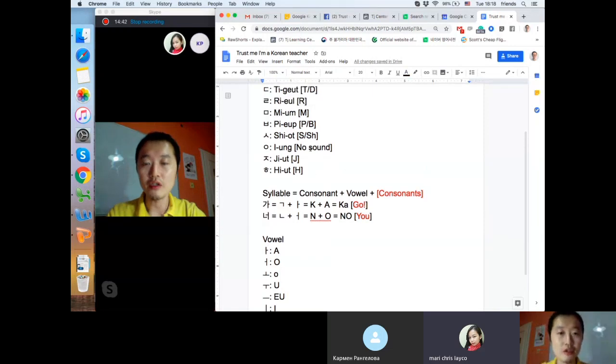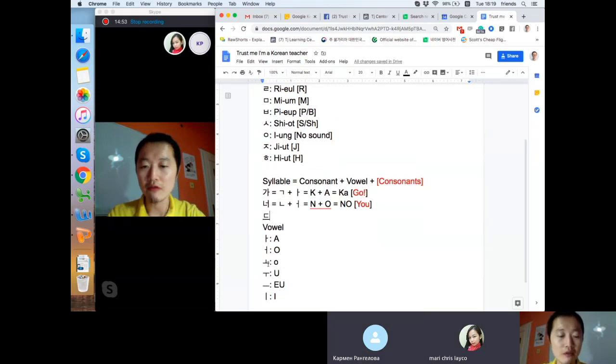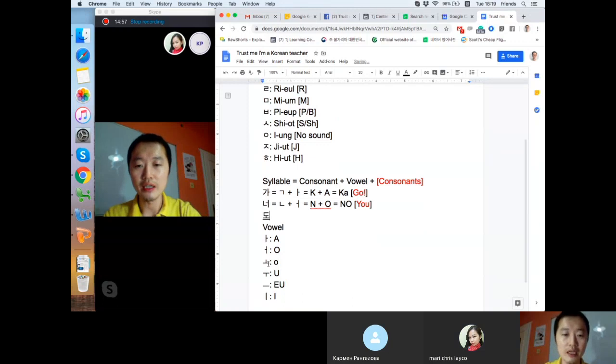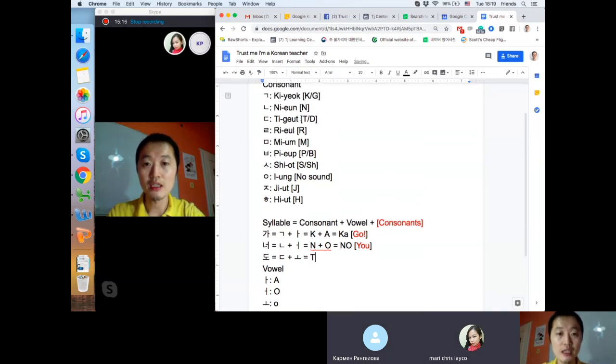Okay. And let me choose the third one. The third one is dig. That's the consonant. And after that, choose the third vowel. That is O, small O. So good plus O. And the sound is T. That's the third one. The sound is T or T and small O. So it is To, To. That's the sound. What's the meaning? It means as well.